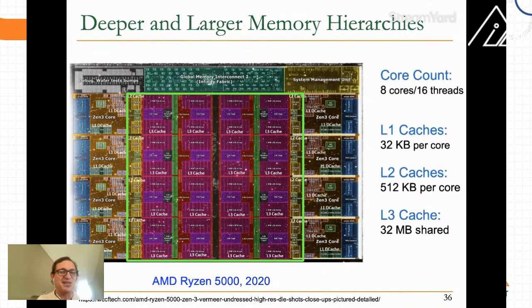Now, if you don't like my picture, this is a real chip from AMD, one of the state-of-the-art chips. State-of-the-art in 2023 is very similar to 2020. If you look at this green box over here, that's the resources dedicated to L3 and L2 caches. And the rest of the system is not computing. Some of it is memory interconnect, as you can see over here. Some of it is testing, system management, et cetera. So most of the resources are really dedicated to storing and moving data.